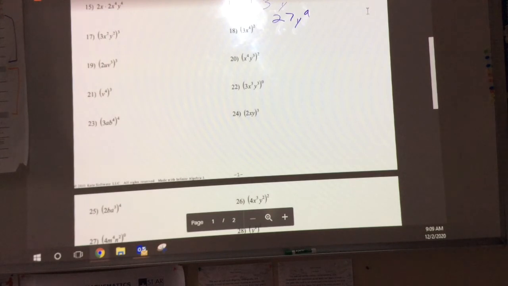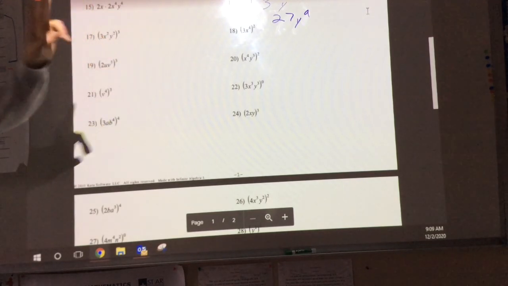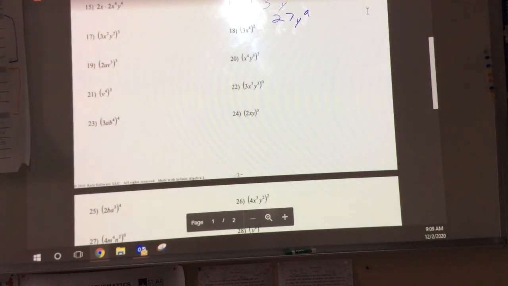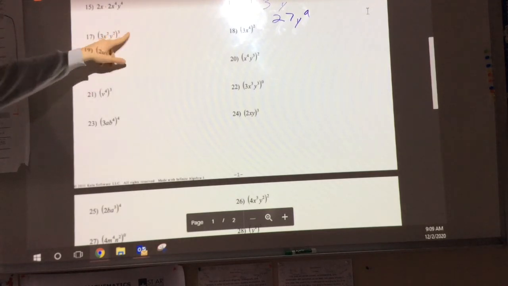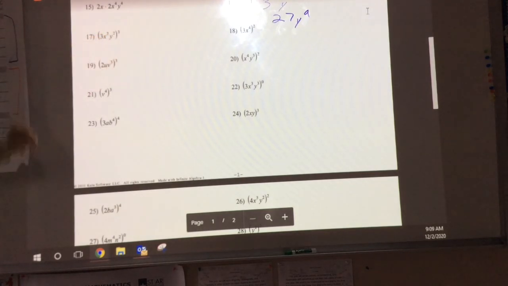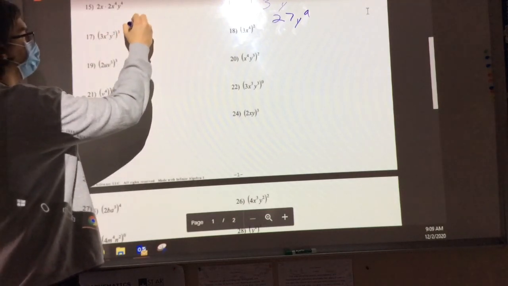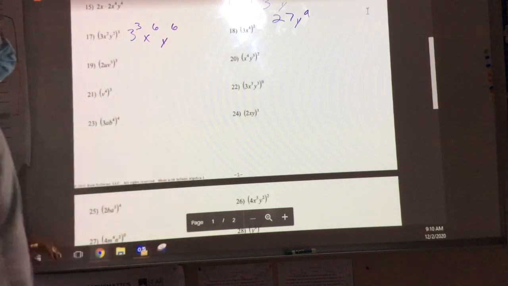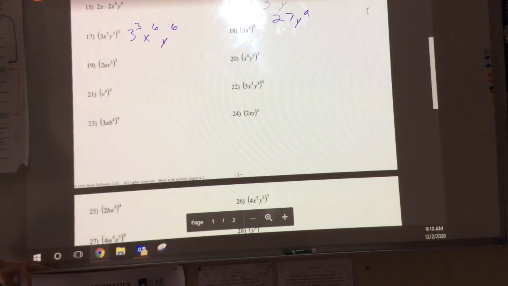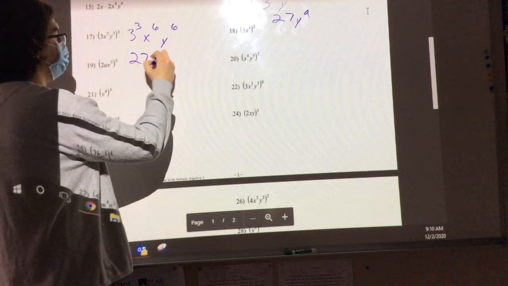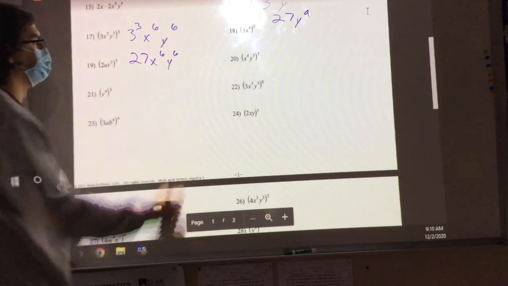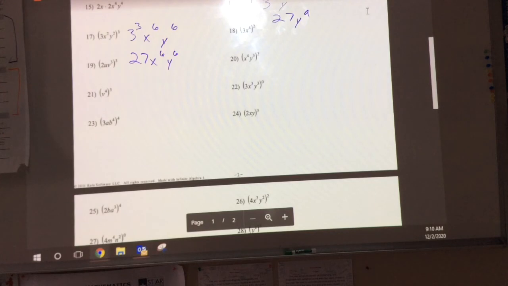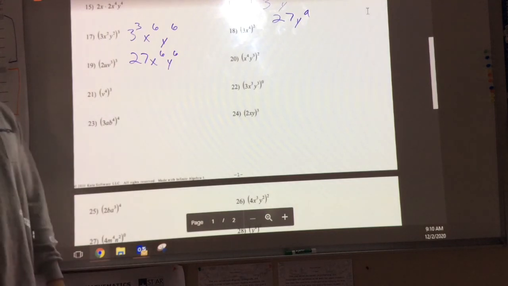Let's go to 17. Now notice that we've now gone from 2 numbers in the parentheses to 3. Does everybody see that? And because of that, we want to distribute the 3 to all 3 of them. So I'm going to end up with 3 to the 3rd, x to the 6th, y to the 6th. Am I done with this problem? Why? Good. 3 to the 3rd can become 27, x to the 6th, y to the 6th. And then you're done. Okay, we all feel pretty good about that?